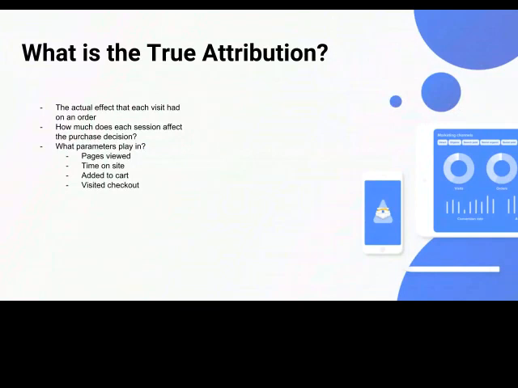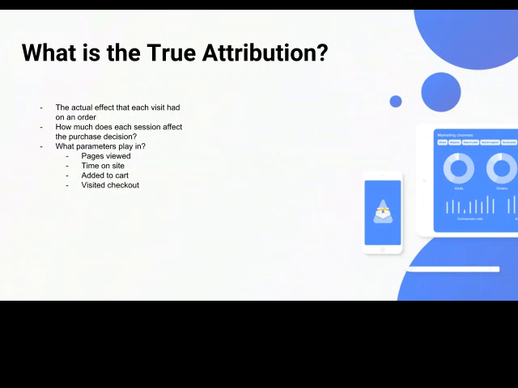But let's take a step back again and see what it is that we want to achieve with attribution. And it is to find the real value that each visit has before an order. So the actual effect that that visit had on the order. And the way that we think that can be done is to see how much each session affects the purchase decision. So when I come to the site, how much more likely is it that I will make a purchase after that visit than before?